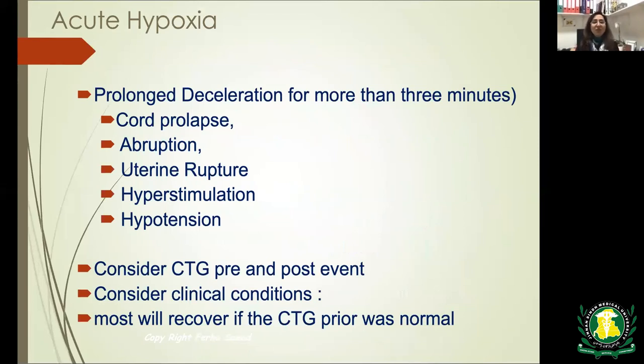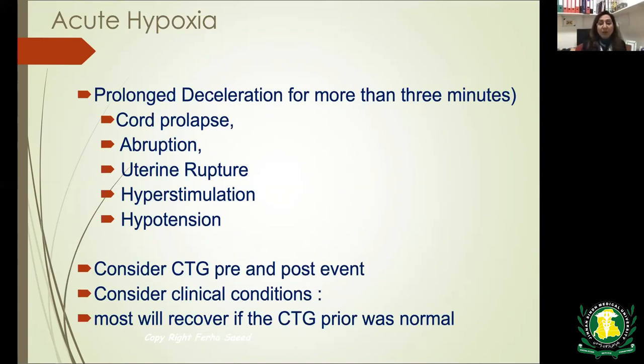Acute hypoxia, a sudden drop of the heart rate, and prolonged deceleration happen when you have cord prolapse, abruption, or uterine rupture. Hyperstimulation means we have stimulated labor too much using medication called oxytocin or prostaglandin. Hypotension occurs when we keep the woman flat on her back because of aortocaval compression, or if we have given her an epidural, which causes a decrease in blood pressure. We need to understand what was happening before this sudden drop. Most of them will recover.